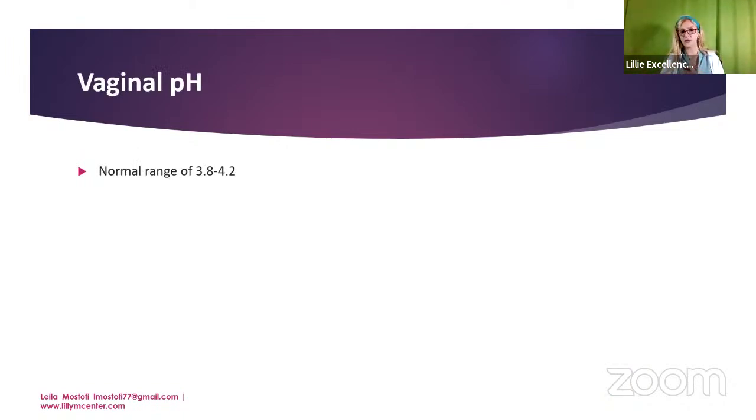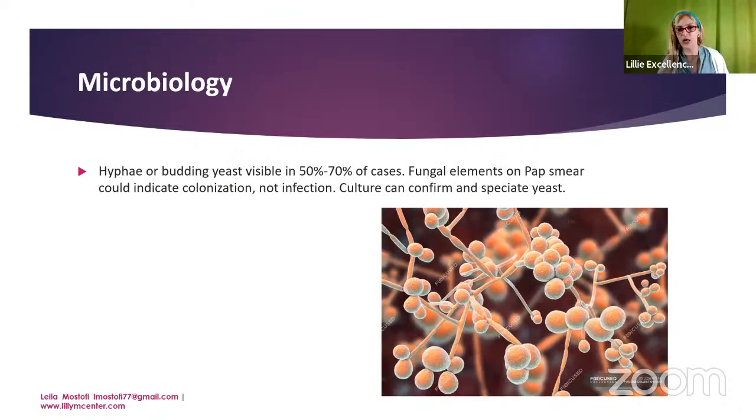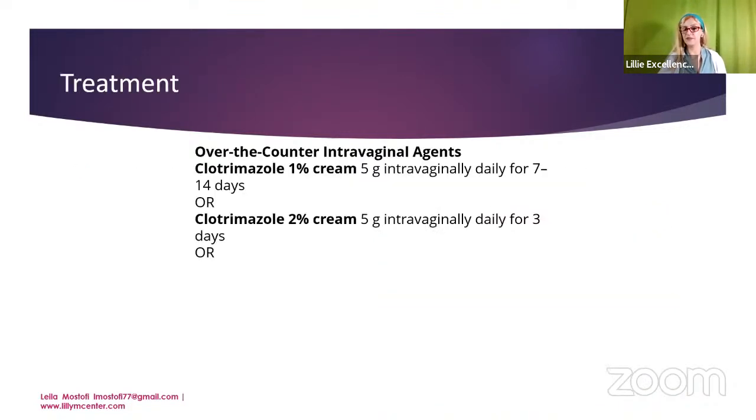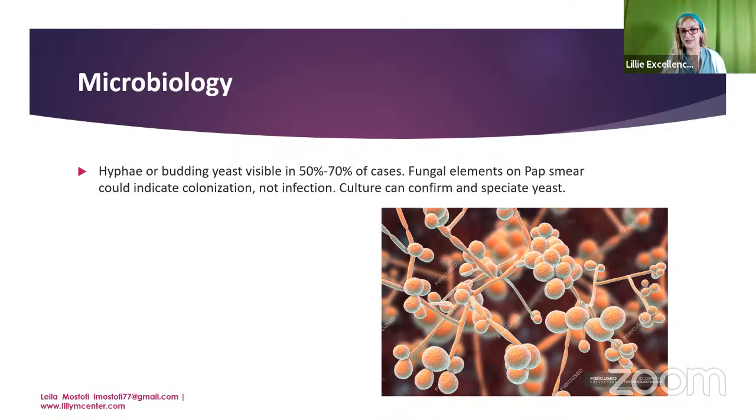And what about vaginal pH? It is in the normal range between 3.8 and 4.2. About microbiology, hyphae or budding yeast are visible in 50% to 70% of cases. Fungal elements on a pap smear could indicate colonization, not infection. Culture can confirm and speciate yeast. In the previous picture, you can see an example of that.